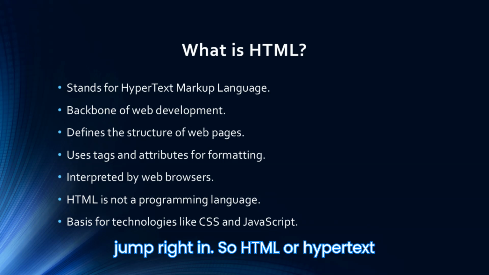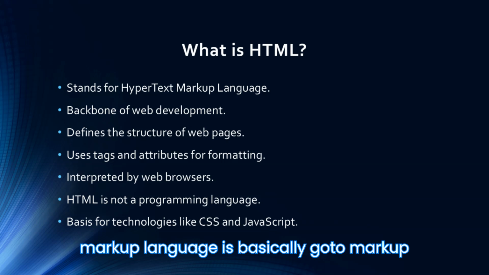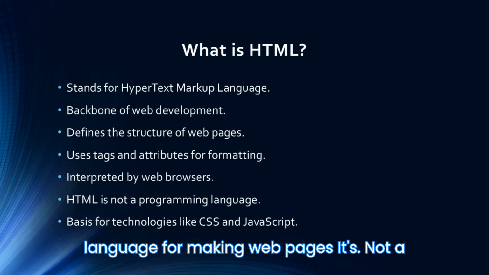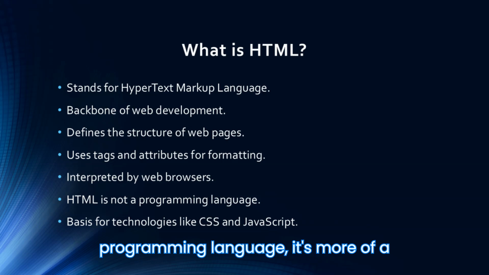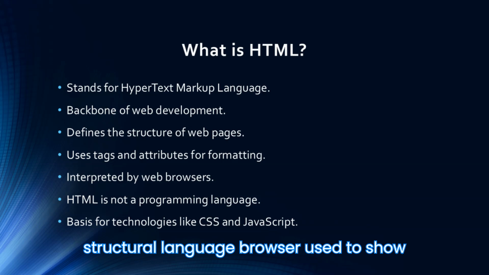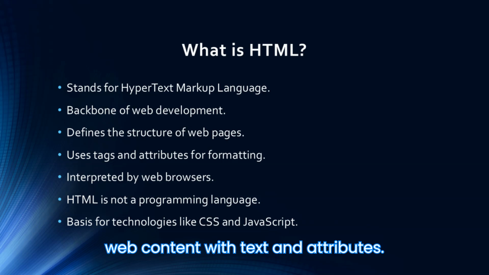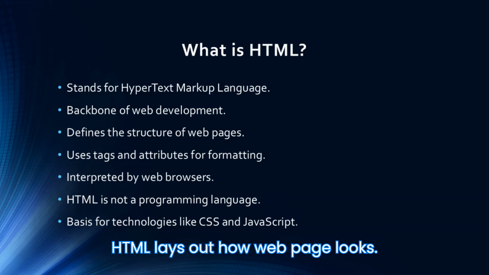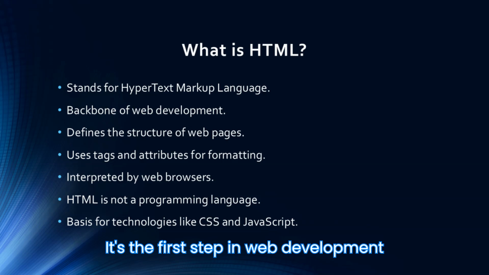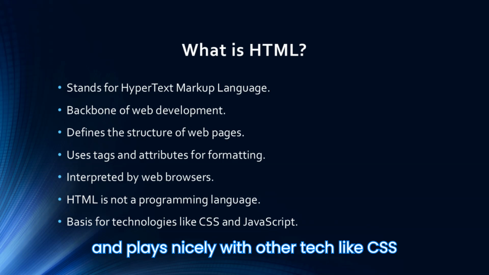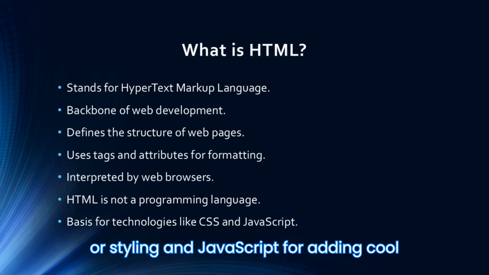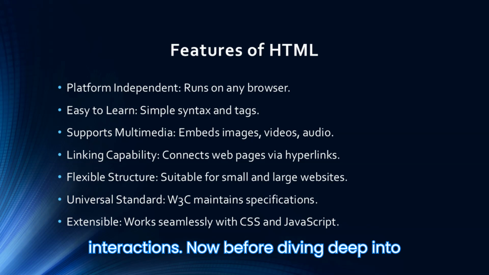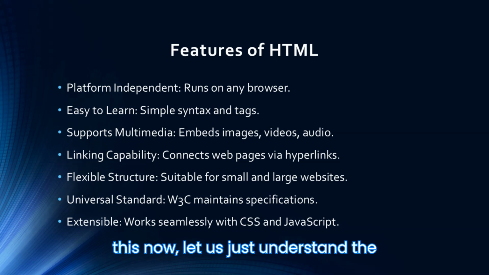So HTML, or Hypertext Markup Language, is basically the go-to markup language for making web pages. It's not a programming language. It's more of a structured language that browsers use to show web content. With text and attributes, HTML lays out how a web page looks. It's the first step in web development and plays nicely with other tech like CSS for styling and JavaScript for adding cool interactions. Now, before diving deep into this, let us just understand the features of HTML.